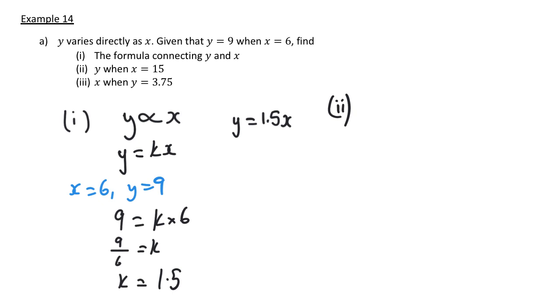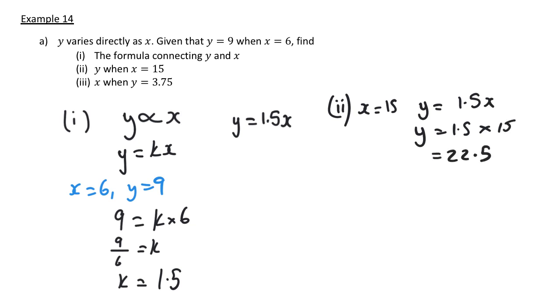Part 2, find the value of y when x equals 15. So when x equals 15, we know that y equals 1.5x. So y is going to be 1.5 times 15, which is 22.5.